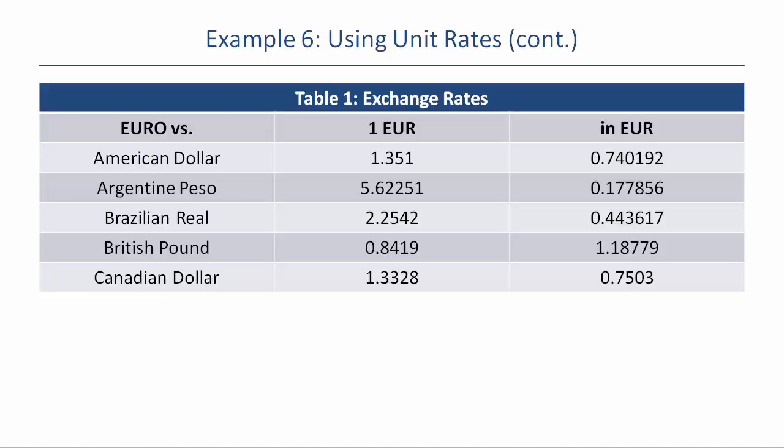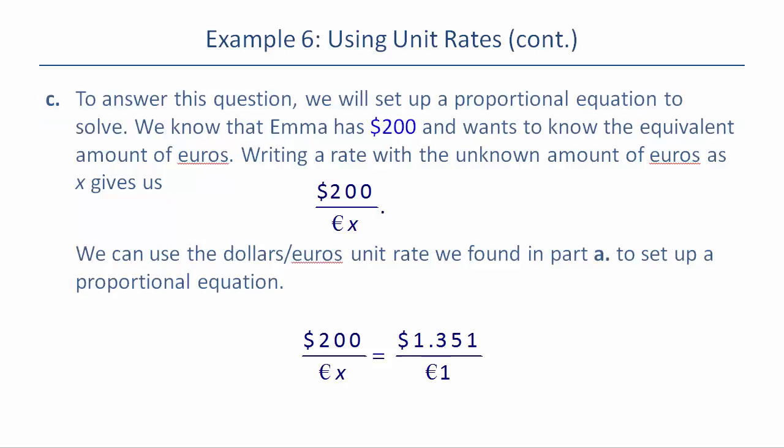Well, we already talked about how to answer parts A and B, right? We know that it's 1.35 dollars per euro, or 0.74 euros per dollar. That's easy. Let's move on to C and D.